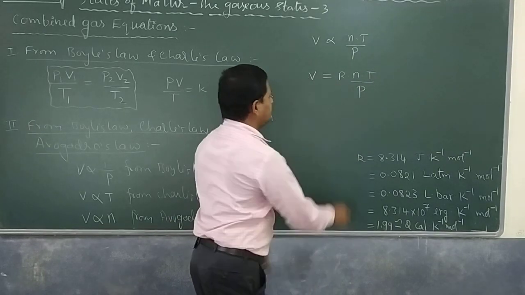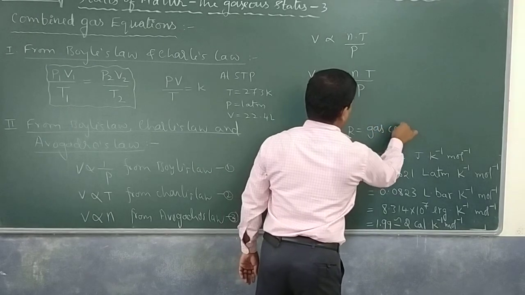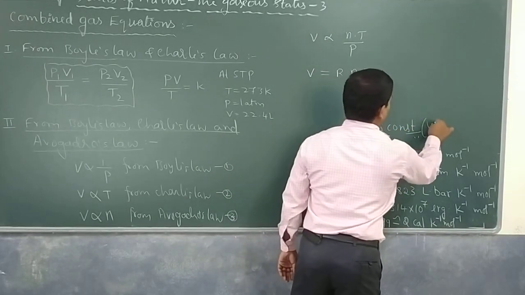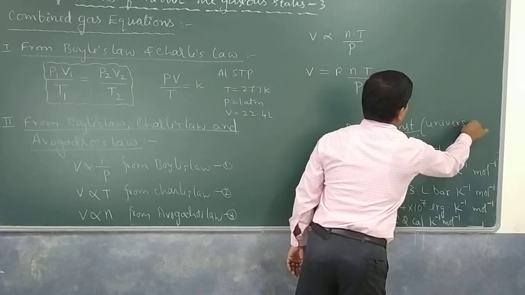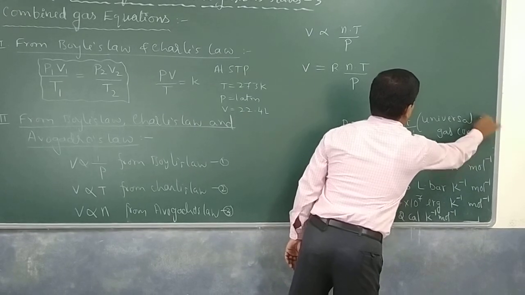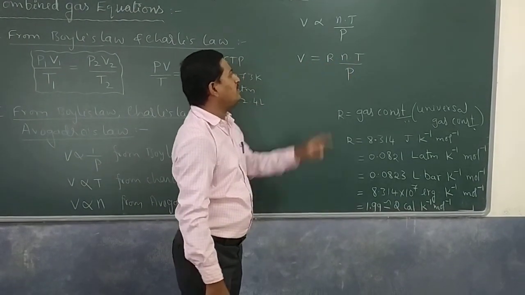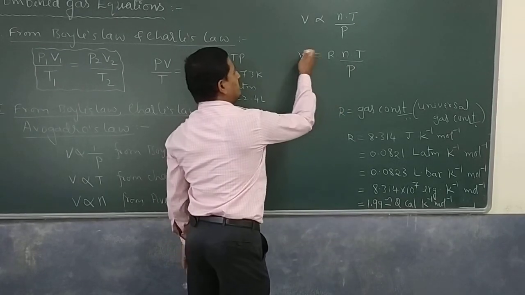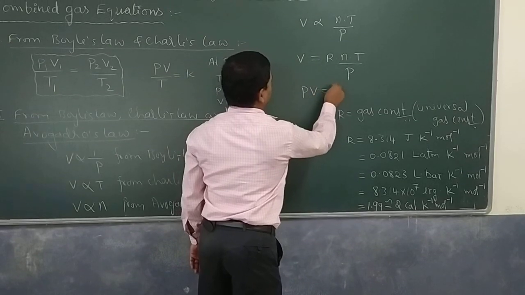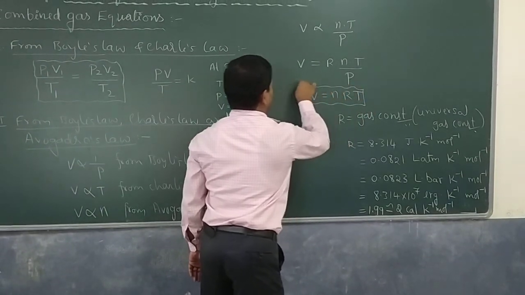Here R is nothing but a constant called the gas constant. It has one more name: universal gas constant. We have to remember this, universal gas constant. So V equals R into N into T divided by P. If you bring this P to the left hand side, then what you get? PV equals N into R into T. So this is the second combined gas equation.